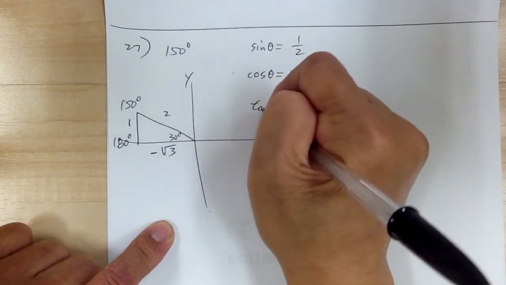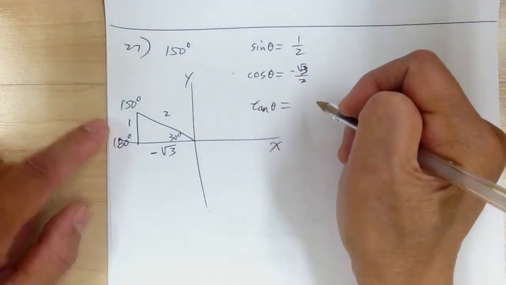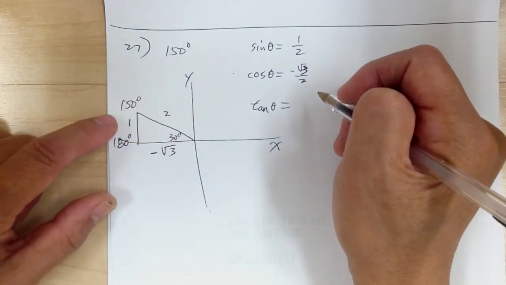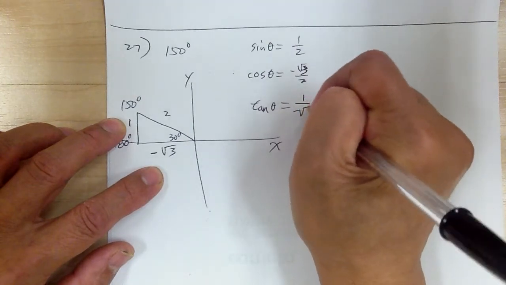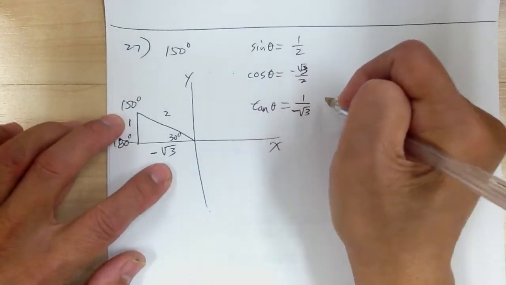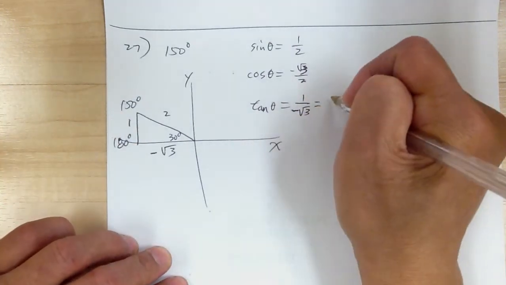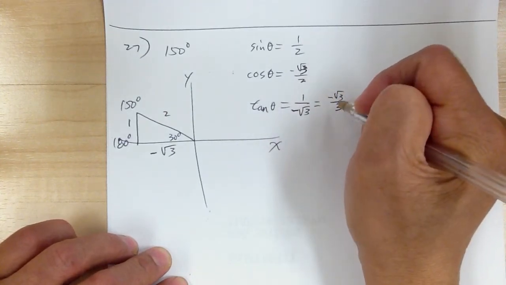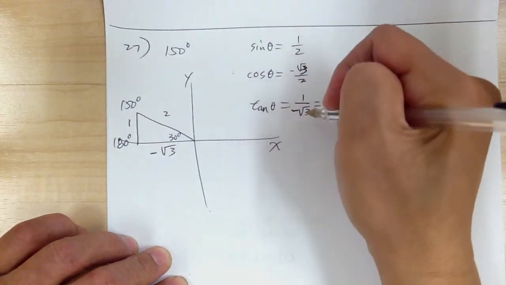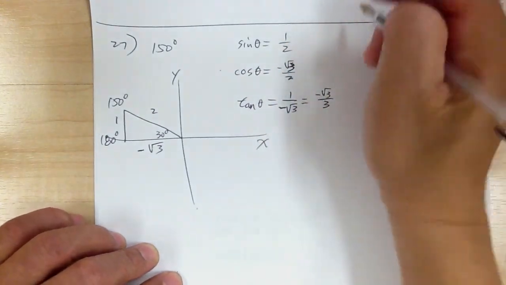And tangent theta equals sine over cosine, so it will be 1 over negative square root of 3, sine over cosine. And if you simplify, this will equal negative square root of 3 over 3. Okay. So once you get the 3 primary functions, now you can go and get the secondary functions.